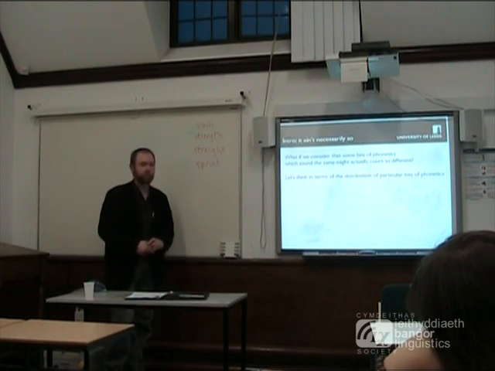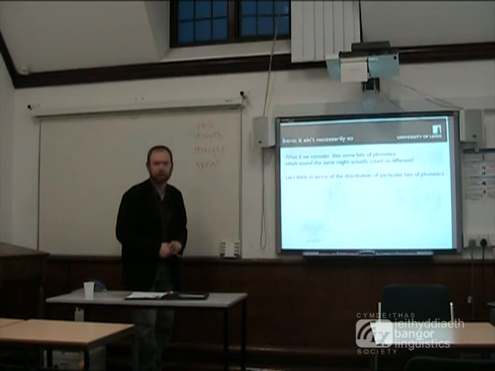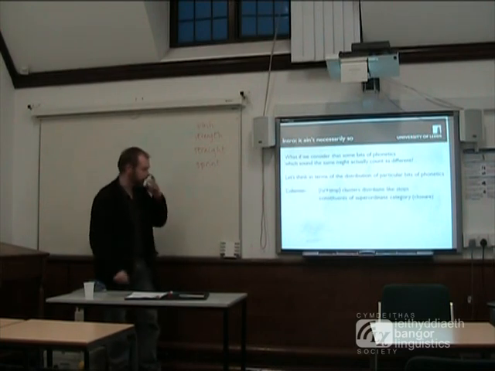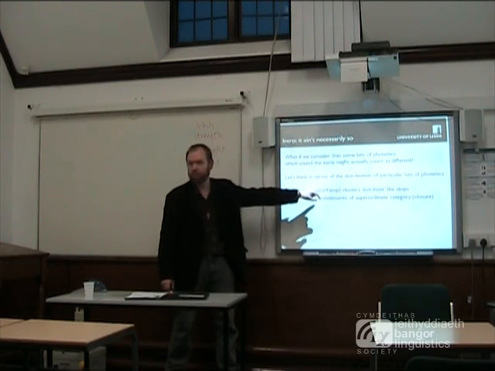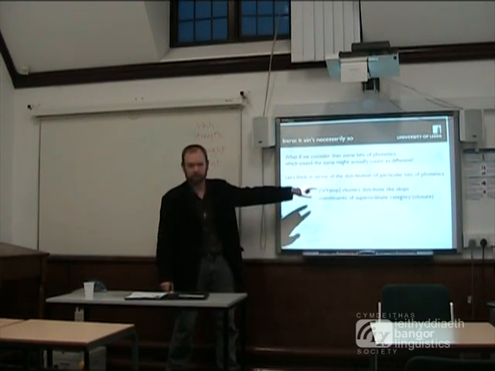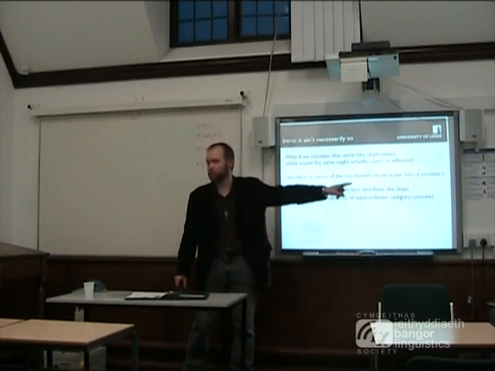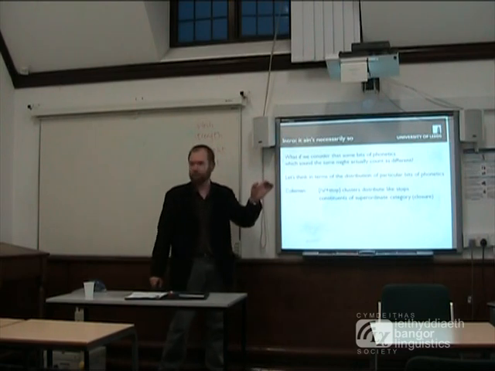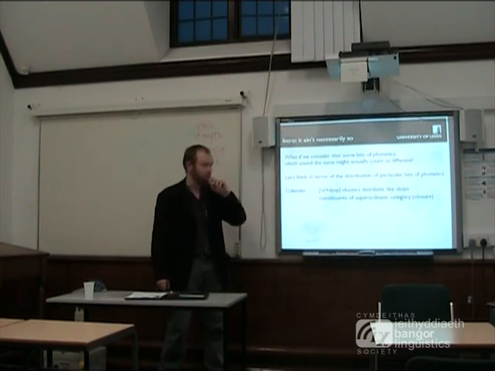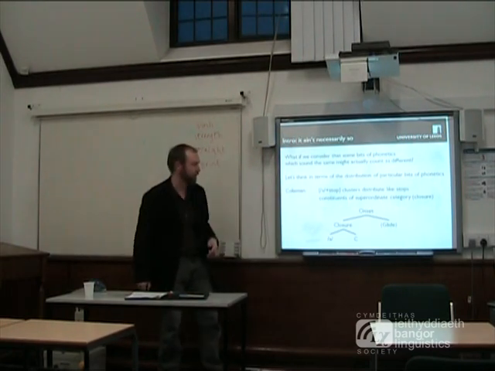If we think in terms of the distribution of various bits of phonetics, that is, where do particular sounds turn up? John Coleman noticed that clusters of S plus a stop, so things like sp and st, and also things like sm with nasals in, they distribute in the same way as stops. So where you find a plain stop like p, you can also find these sort of clusters like sp. So he says these count as sort of constituents of a higher level category.